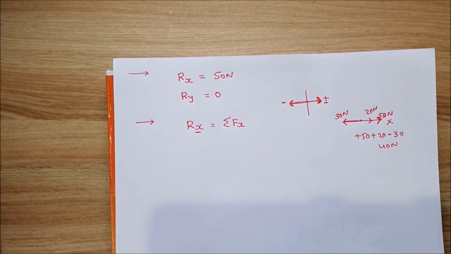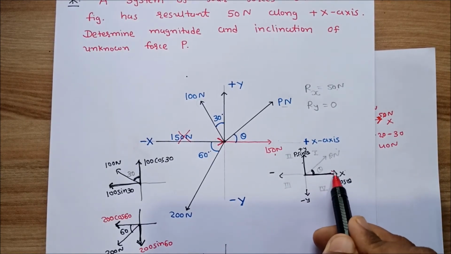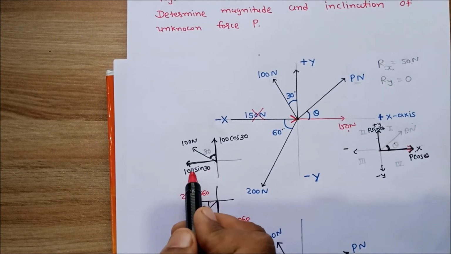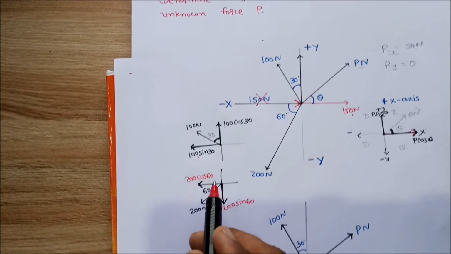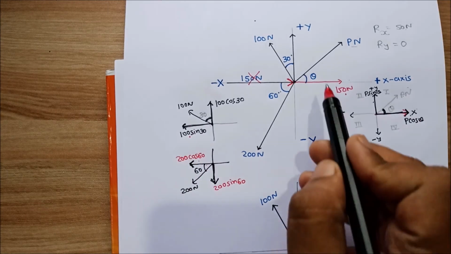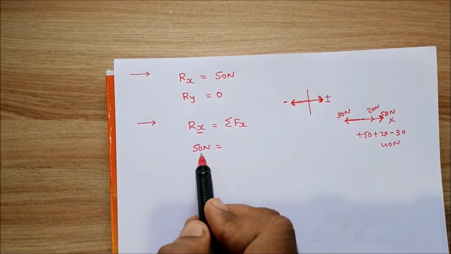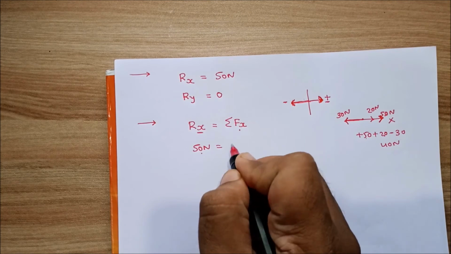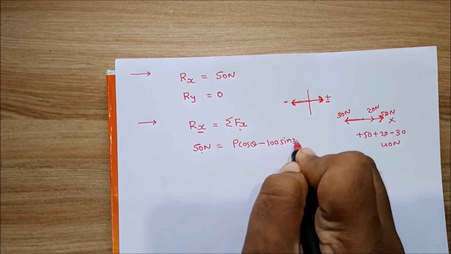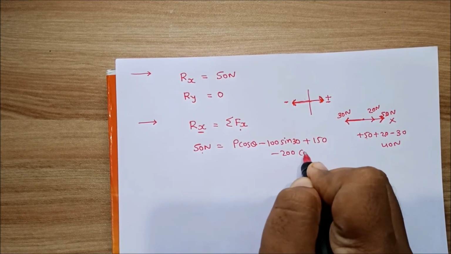So sigma Fx, we can write P cos theta, which is acting along the positive x-axis, so plus. Then 100 sin 30, which is acting along the negative x-axis, so minus. Then 200 cos 60 acting along the negative x-axis, so minus. And 150 Newton acting along the positive x-axis, so plus. So Rx is given as 50 Newton. Sigma Fx, we can write P cos theta minus 100 sin 30 plus 150 minus 200 cos 60.